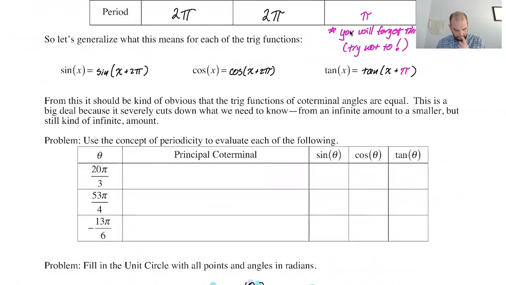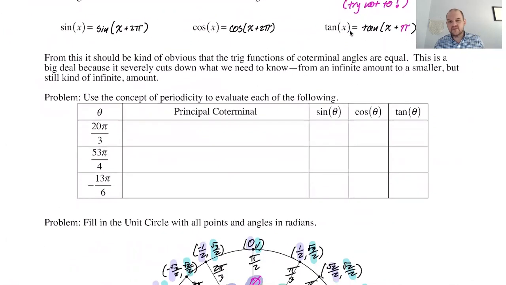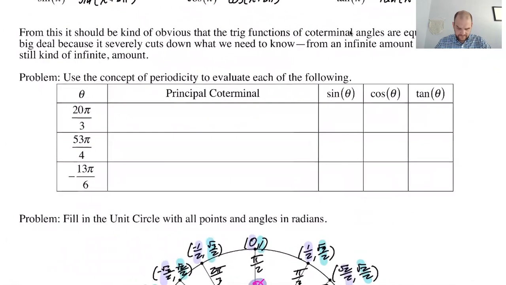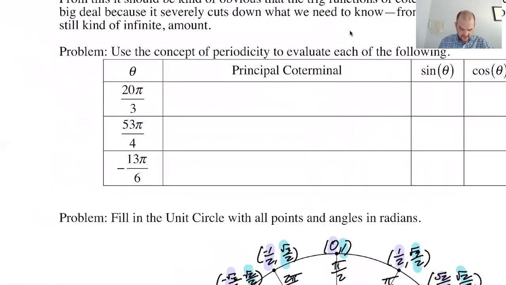Because it's the last thing on the page, I'm just going to finish this. We want to use the concept of periodicity to evaluate each of the following. Once you understand coterminal angles, which is really the same as periodicity, anything that you memorize for the 17 famous angles, you now know for an infinite number of angles, because anything coterminal to any of those 17, you also know. And that's kind of amazing. So let me show you how I do these.